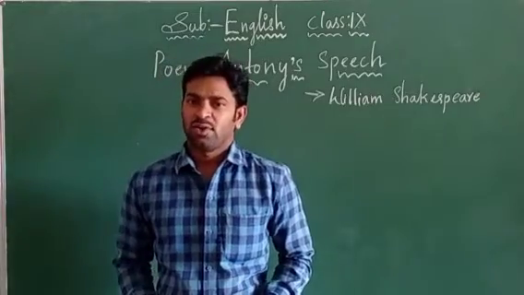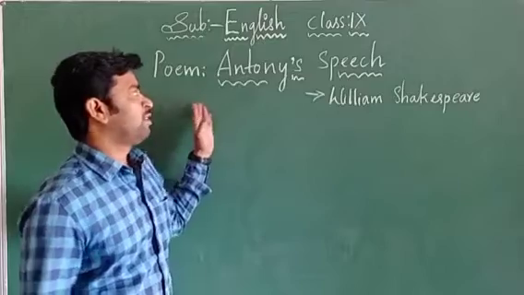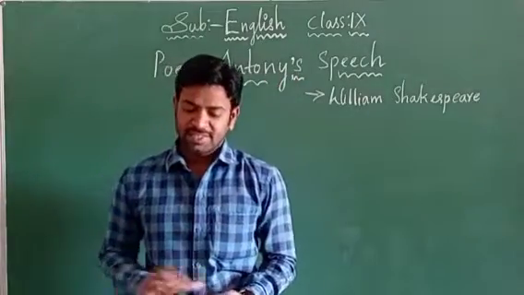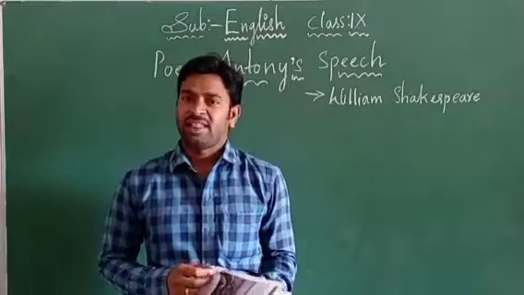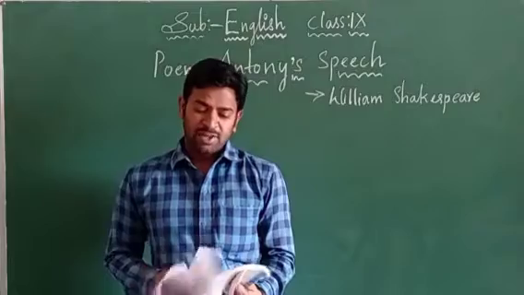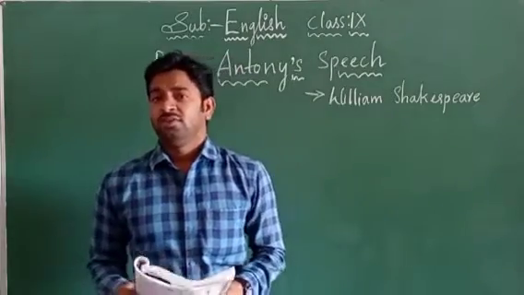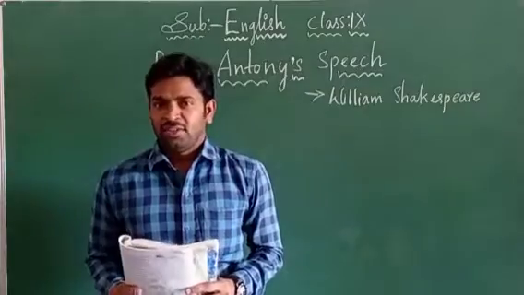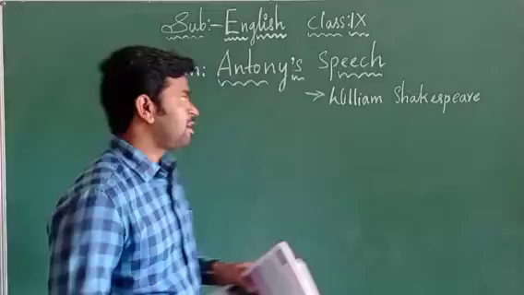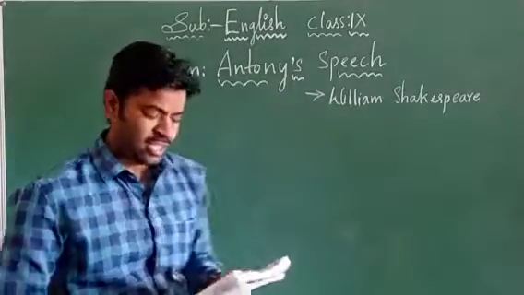In this class, I'm going to deal with the new topic, that is the poem Children, Antony's Speech. This speech is present in the 9th class English textbook. From the 7th unit of that textbook, we have come across the theatre. From the theatre unit, reading A is the trial, and the second one is reading B. Reading B is the poem Children about Antony's speech.